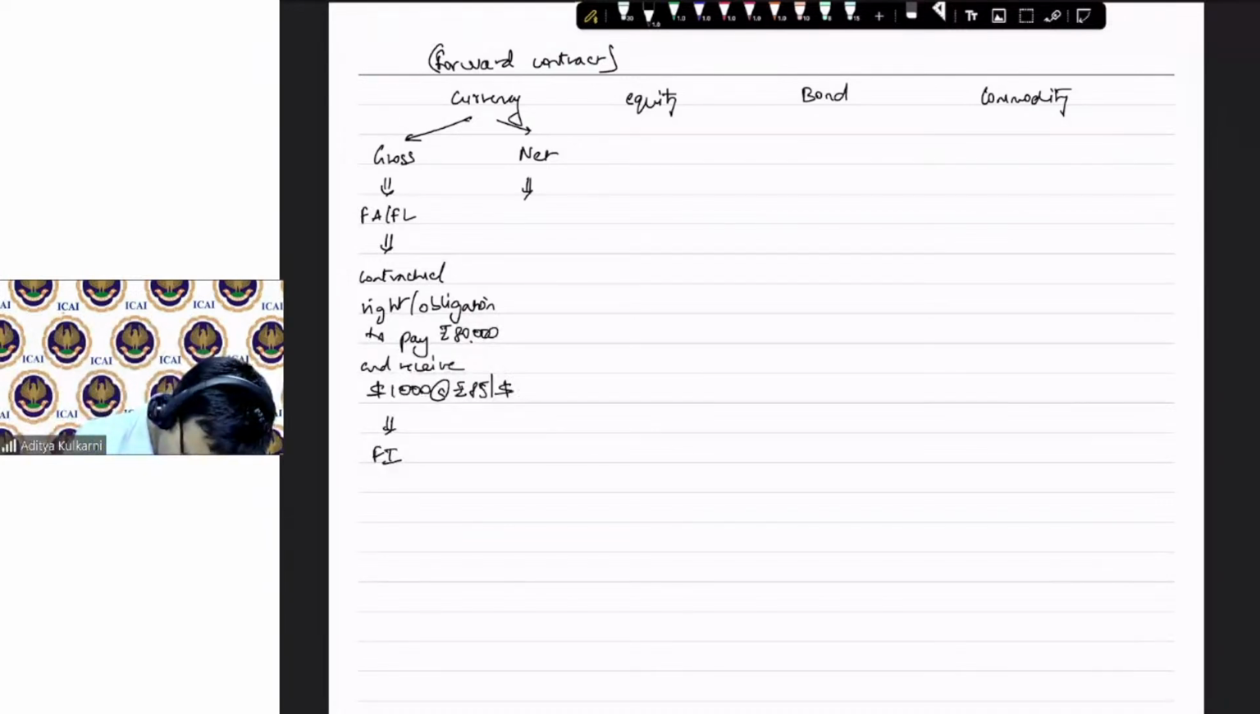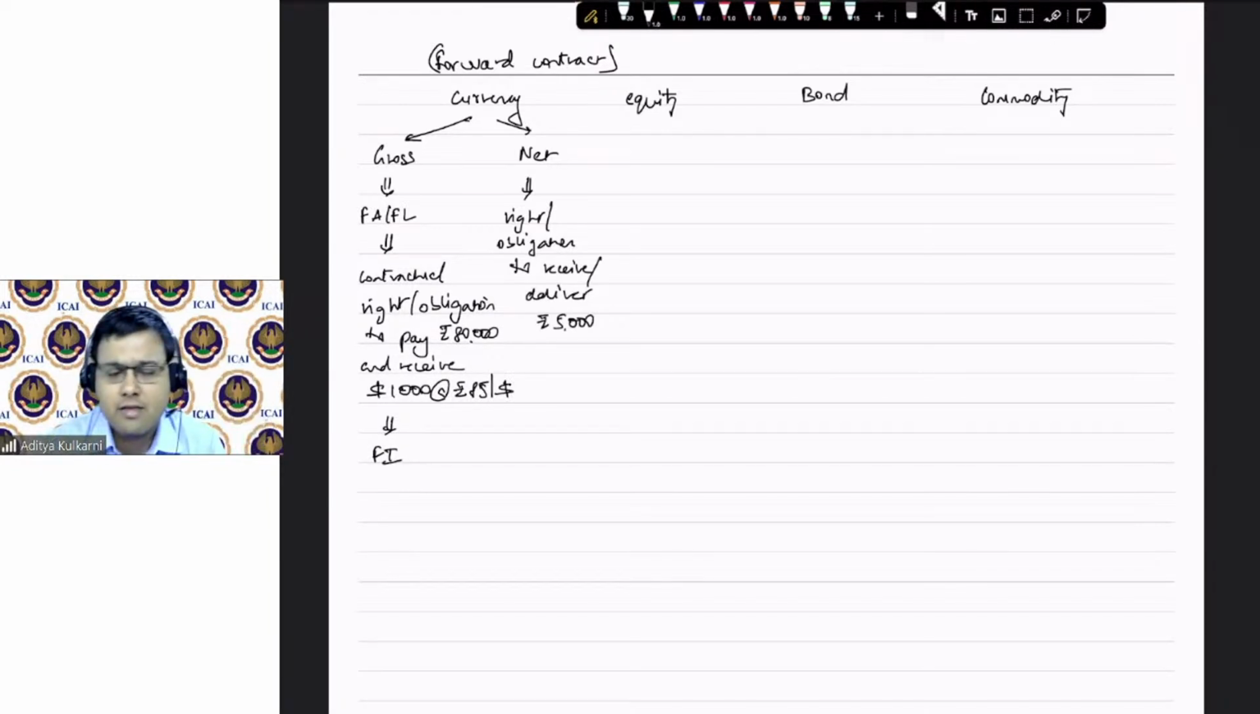So there is a right or obligation to receive or deliver rupees 5,000. Do you agree to this? Yes. Net settlement, there is a right or obligation to receive or deliver rupees 5,000. For the person who has entered into the contract to buy the dollars, for him it is a right. For the bank, it is an obligation.